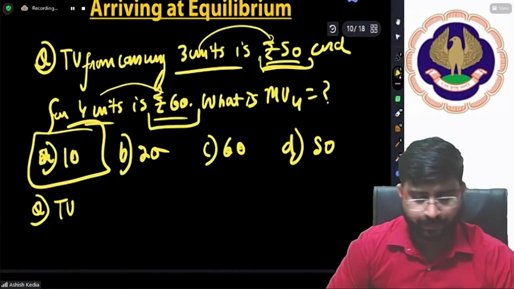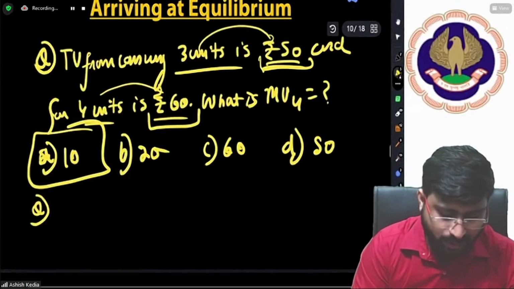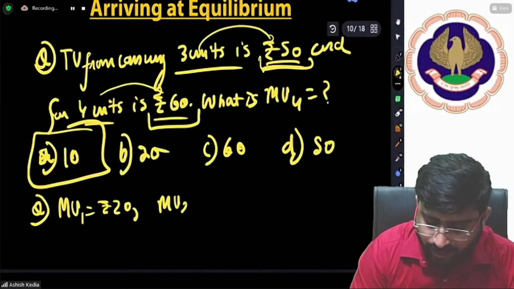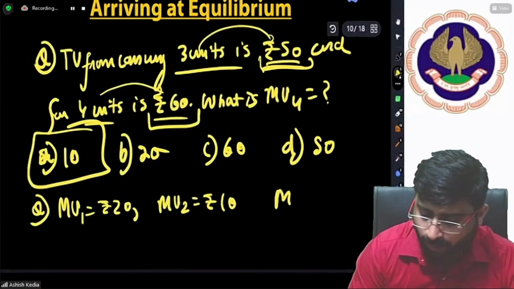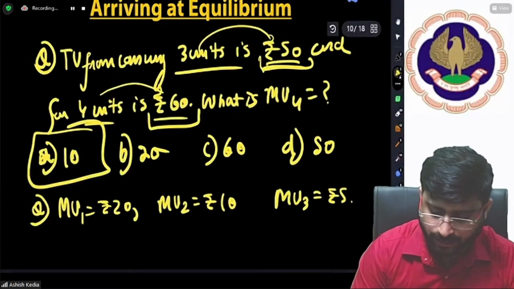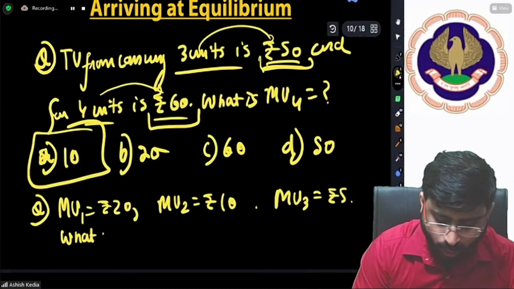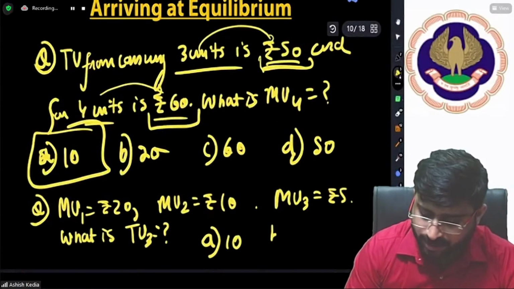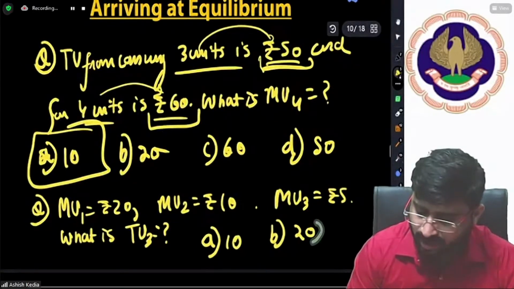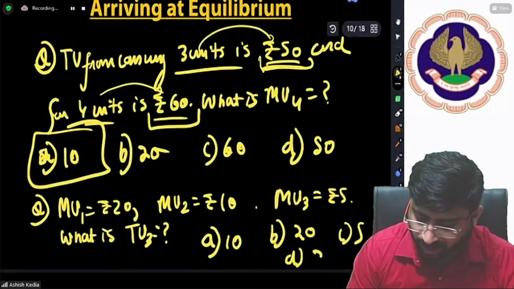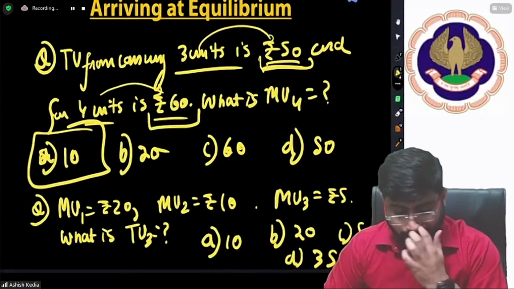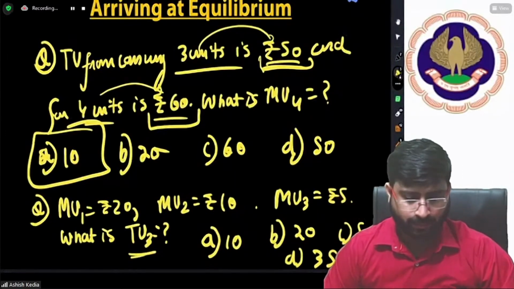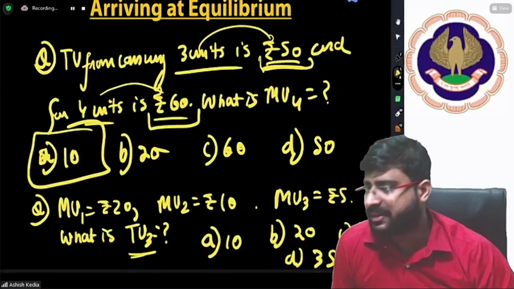Now, let's say MU of first unit is rupees 20, MU of second unit is rupees 10, MU of third unit is rupees 5. Okay, what is TU of 3 units? Total utility of 3 units. Option A 10, option B 20, option C 5, or option D 35. What do you think is the option? Please remember carefully that here you have to find total utility of 3 commodities.